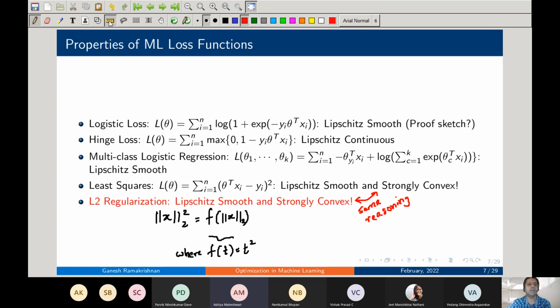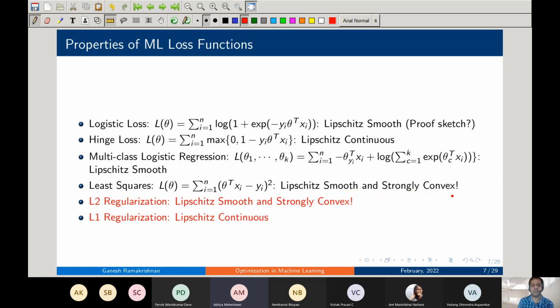Any questions on this? If not, let's look at one last case, which is L1. Again, I would say L1 regularization reasoning is going to be very similar to hinge loss. So similarly, both are convex, which goes without saying. They're both Lipschitz continuous. Any questions?